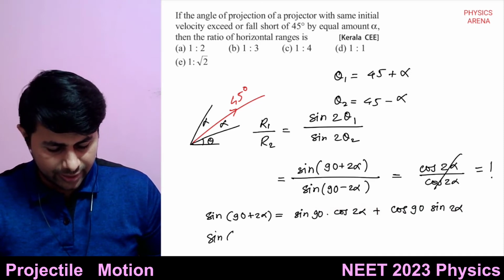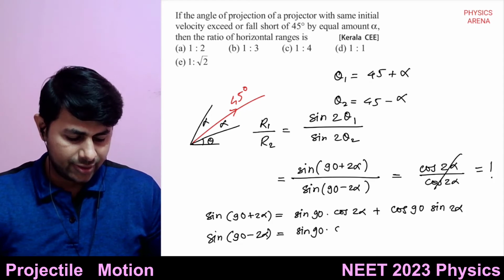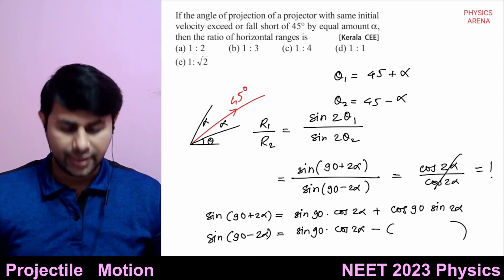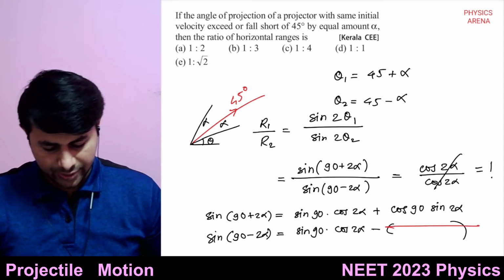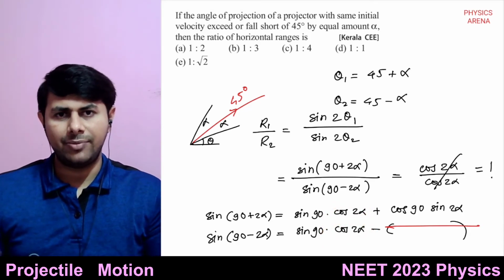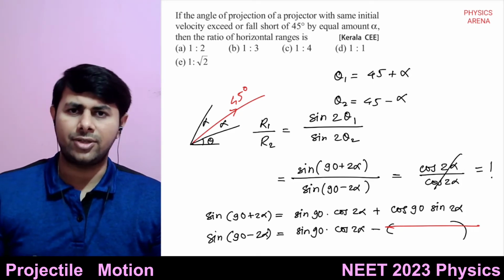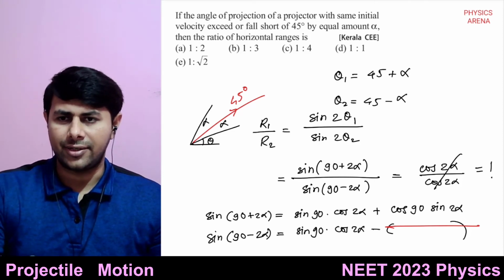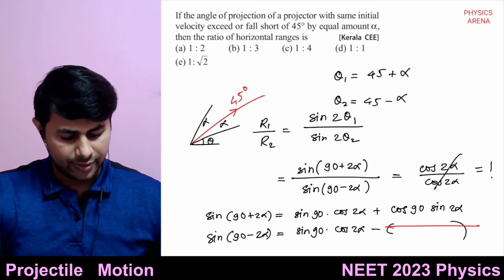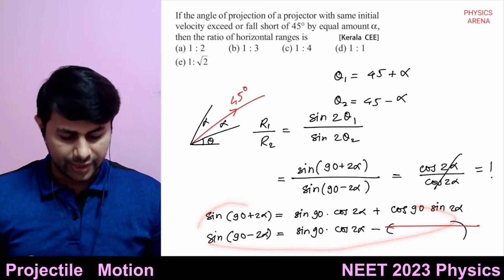And sine of 90 minus 2 alpha is sine 90 cos 2 alpha minus cos 90 sine 2 alpha. So the second term will vanish. So this is also cos 2 alpha. So sine of 90 plus something is cos of that angle, and sine of 90 minus something is also cos of that angle. This is clear? Yes, sir. Okay, so better we remember this, because this can be done quickly, but will still take some time.